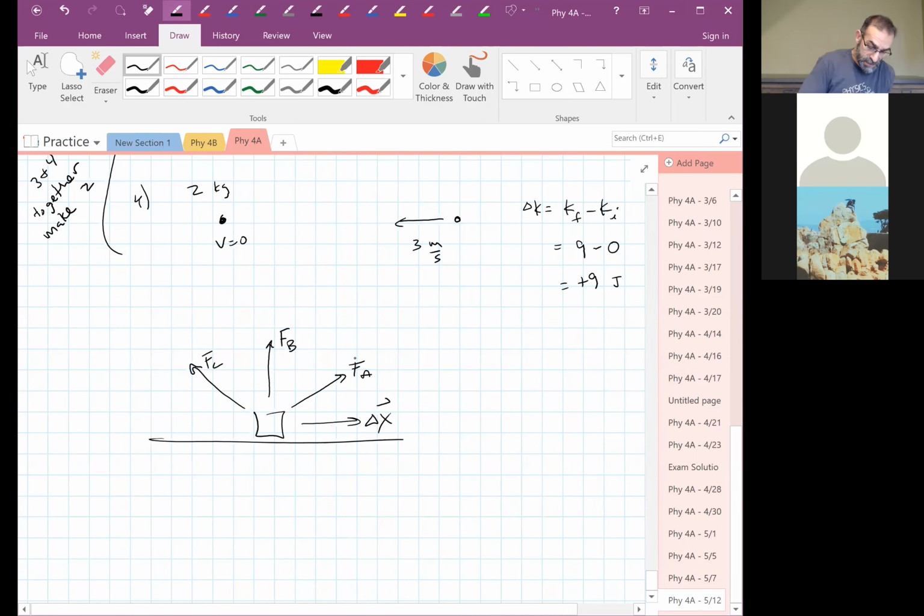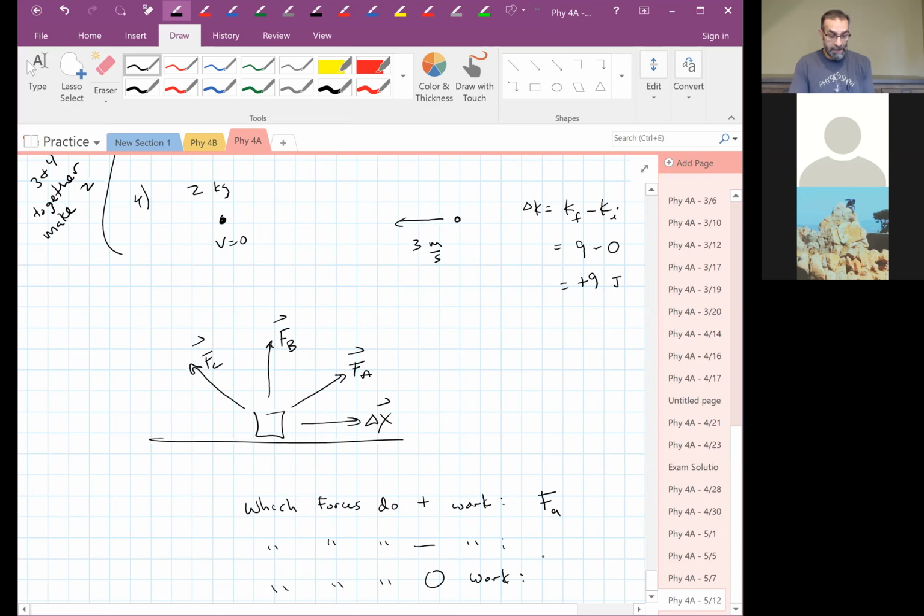So which forces do positive work on our object? So the positive work, FA, is the only one that's doing positive work on our box. It would cause the box's speed to increase if it was the only force acting on our object, okay? It's doing positive work on it. It would cause the speed to increase. How about FB?